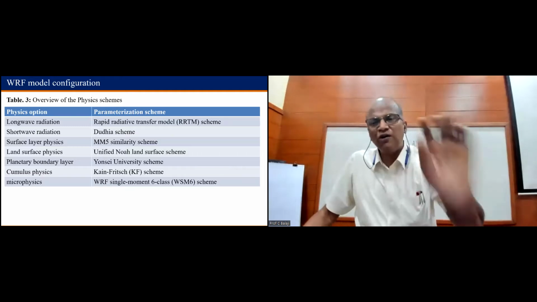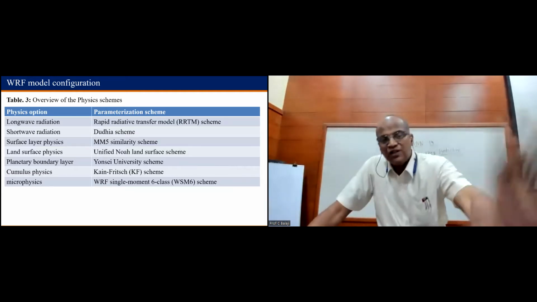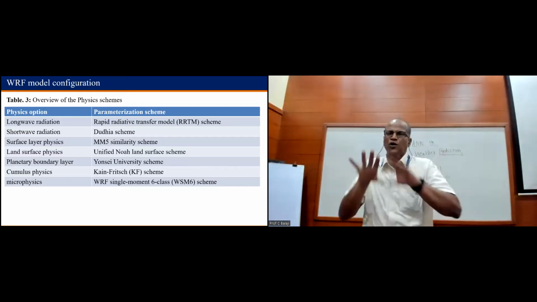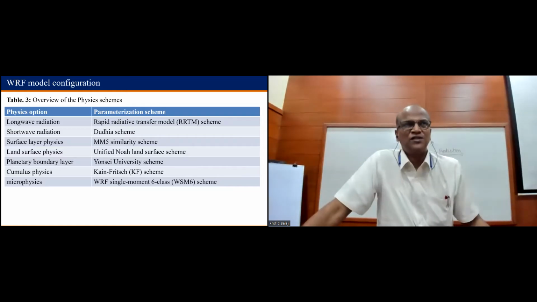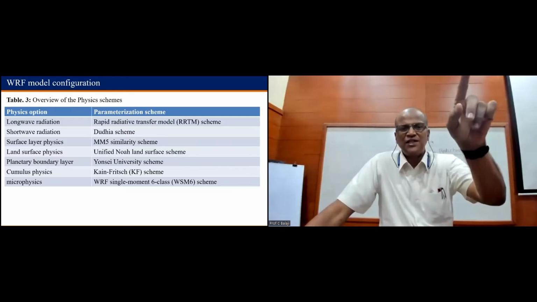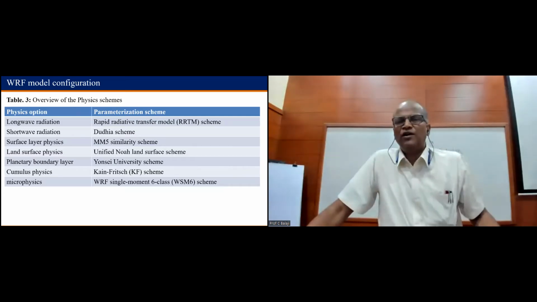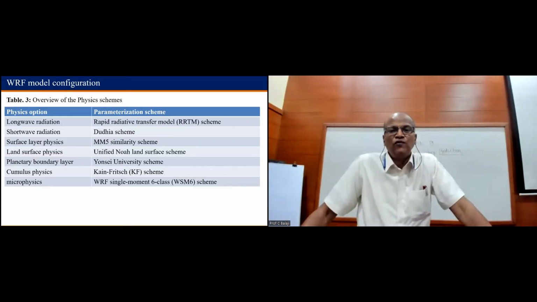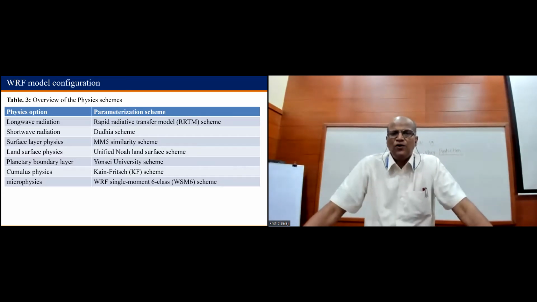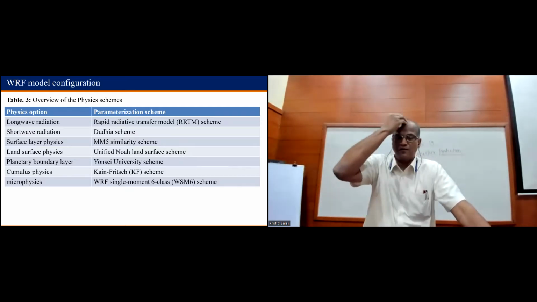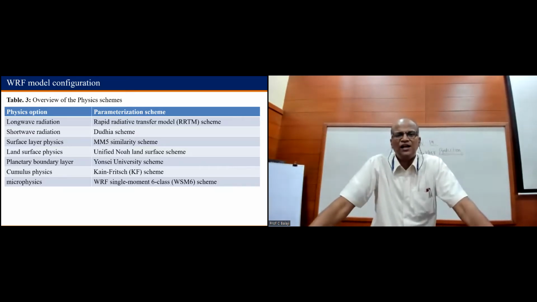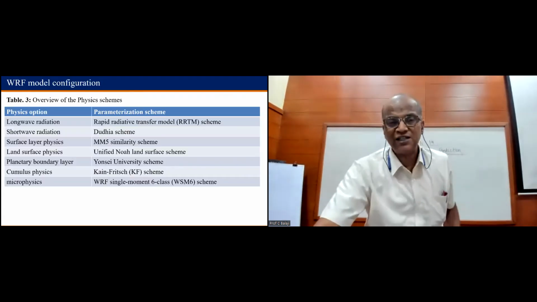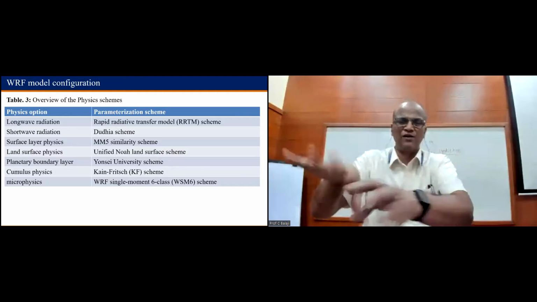The overview of the physics schemes. How did we choose this? This is written in a separate paper. This is the first thing you have to do if you work with NWP models and want to do some calibration or sensitivity study: a sensitivity study of physics schemes. Long wave, we used RRTM. Short wave, the Dudhia scheme. Surface layer, the MM5 similarity scheme. Land surface physics, the unified Noah land surface scheme. PBL, the Yonsei University scheme. Cumulus is Kain-Fritsch, which seems to work well for Indian conditions, and microphysics is the WRF single-moment 6-class scheme. All these things we have explained in our earlier papers, including why these are important.